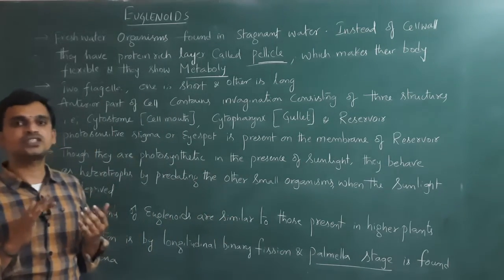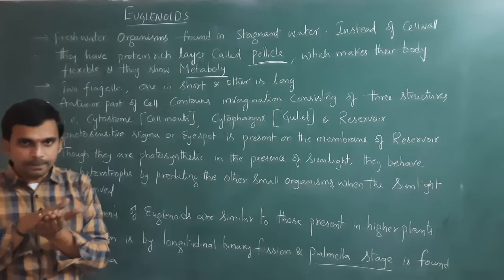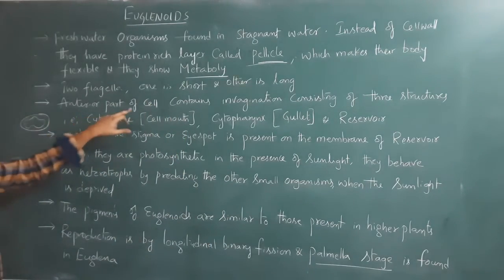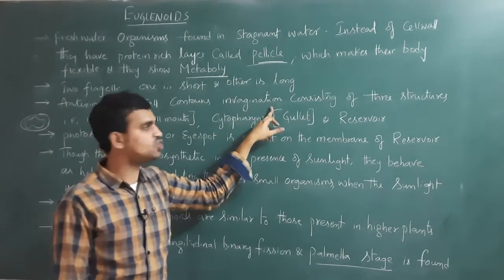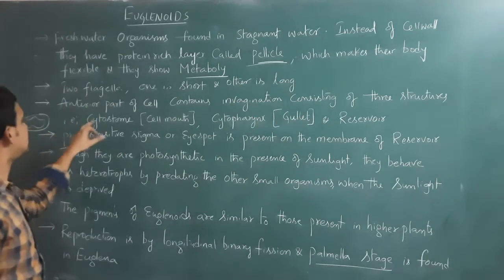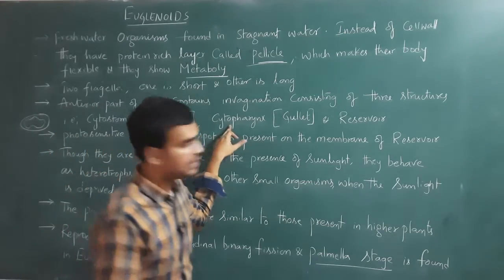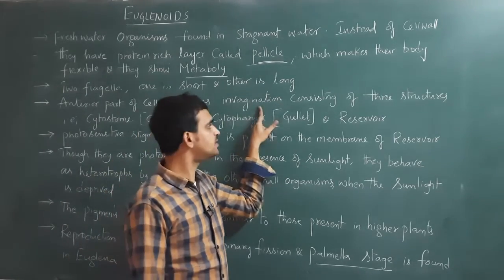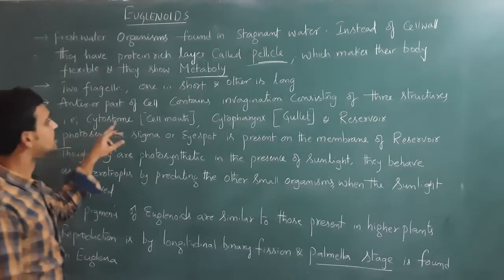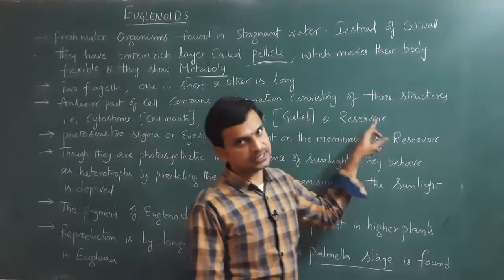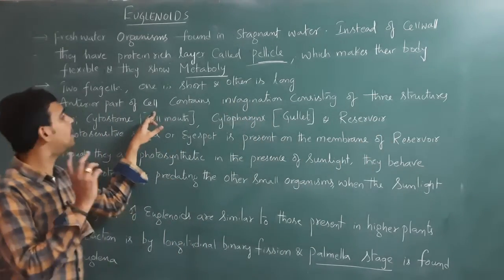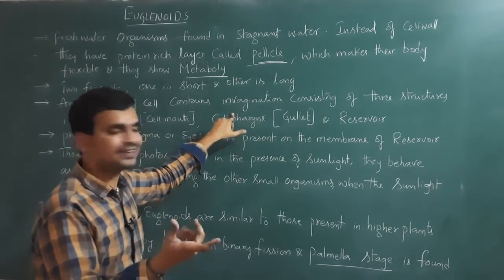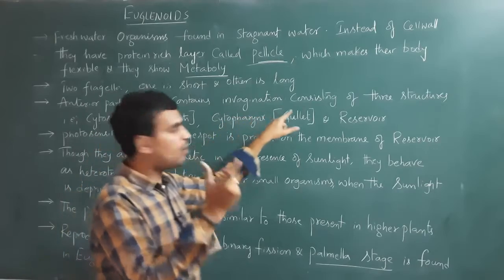So euglenoids are unicellular organisms. They can move from one place to another with the help of flagella. Now coming to the anterior part, the cell contains an invagination consisting of three structures, that is cytostome, cytopharynx and reservoir. The anterior portion is nothing but the upper part of the cell, and it consists of invaginations. Invaginations are nothing but infoldings.